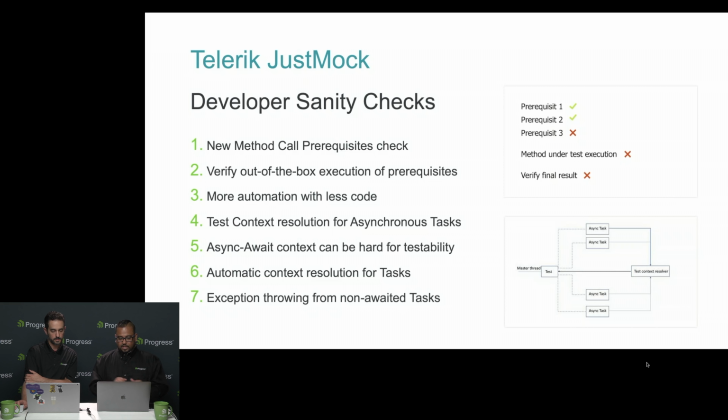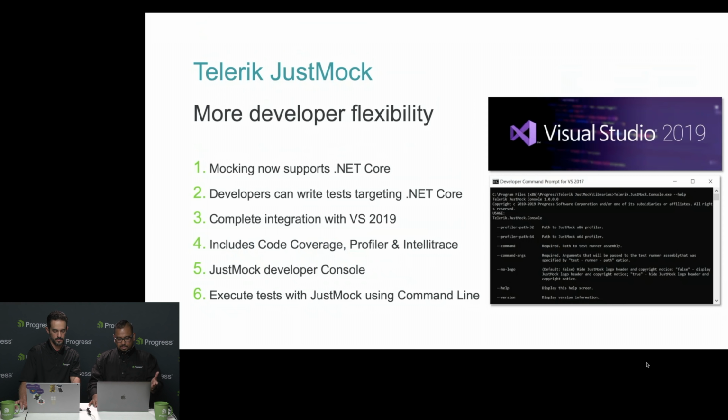So a little bit of love that goes into your everyday coding to make sure things are sane for you. You're not missing methods. You're not calling into things. You're not awaiting on tasks that you're switching tasks without context. So we give you all of that out of the box with Telerik Just Mock. A few more things, this is stuff we already did for last release: support for .NET Core 3, support for .NET Core 2.x, Visual Studio 2019 support. There is a new profiler, there is a new IntelliTrace, there is a new developer console to do everything with command line, and it just helps with the automation side of things.